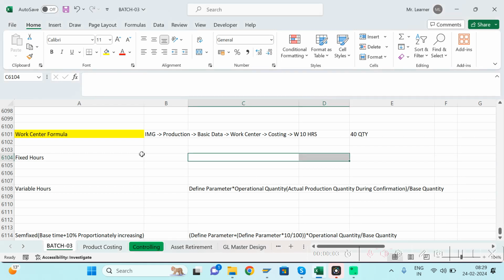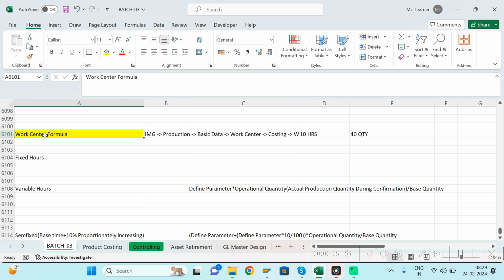In today's video, we are going to see the work center formula calculation. It's a very important topic. The work center formula is nothing but activity hours calculation. First you need to identify the nature of the activity, either fixed, variable or semi-variable. Accordingly, you need to calculate the activity hours.